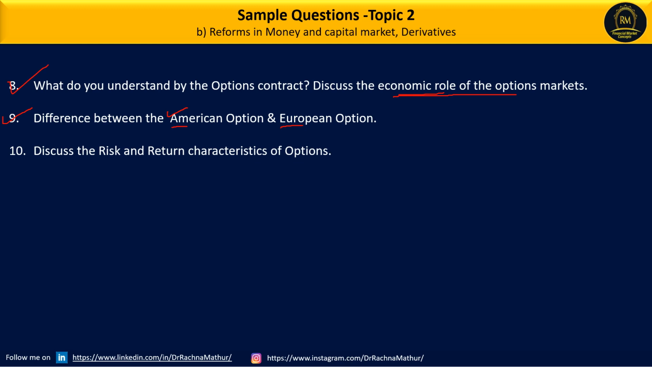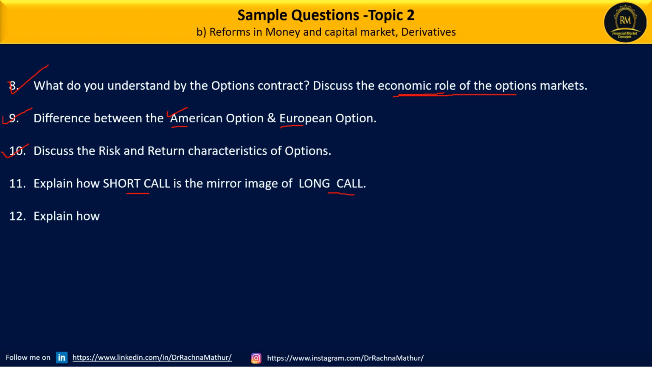So this is explained in detail in your reading with the example and the figures. Explain how the short call is a mirror image of long call and explain how short put is the mirror image of long put. So get hold of all these concepts: short call, long call, short put and long put. Numerical questions can also come on this, but there is more chance of theoretical questions coming on this topic.